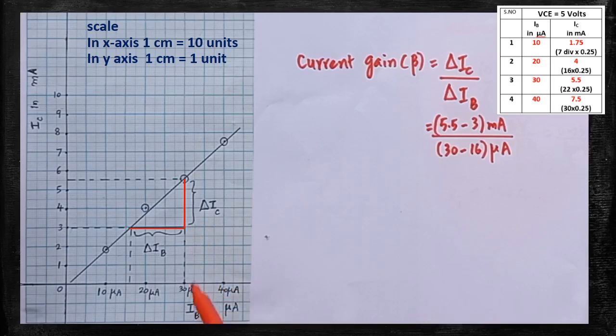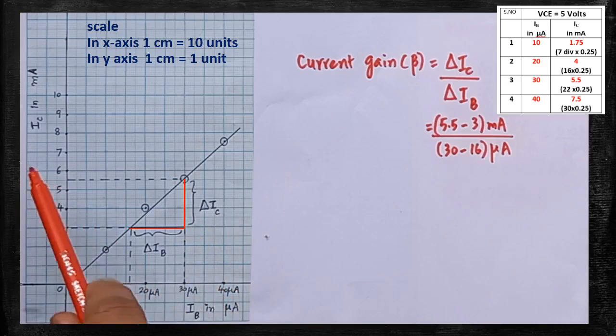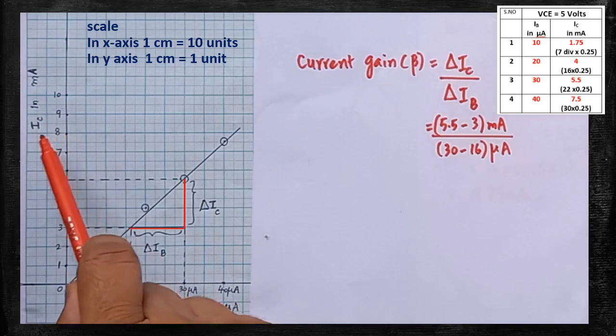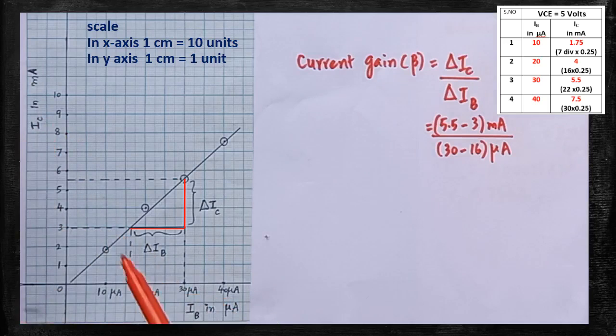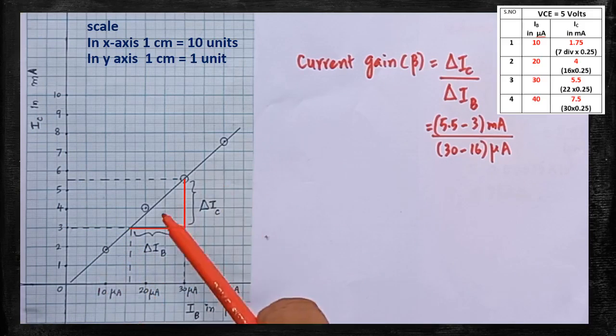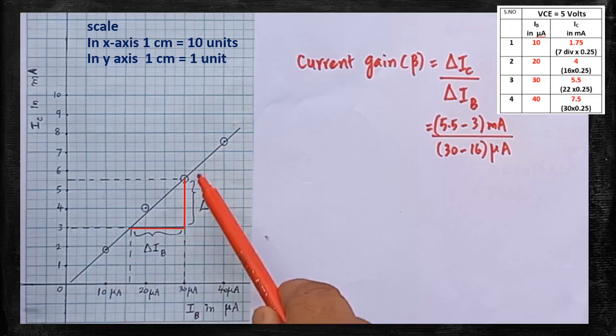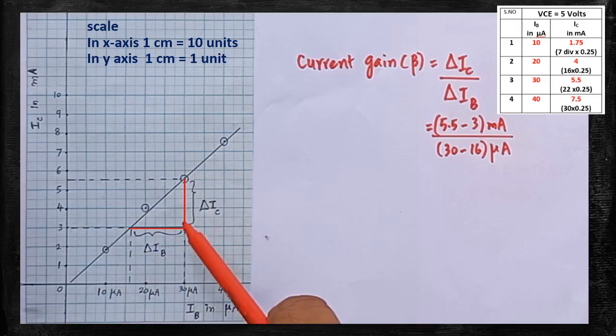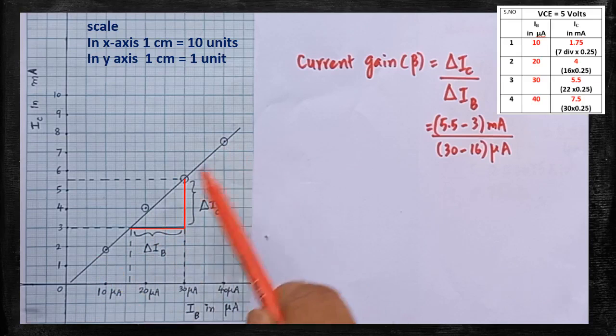From the graph, IB values are taken on the x-axis and IC values are taken on the y-axis. IB values are measured in microampere and IC values are measured in milliampere. From the tabular column, all the values are plotted. You will get a straight line. After getting the straight line, we have to draw a slope. You can take the slope anywhere in the graph.